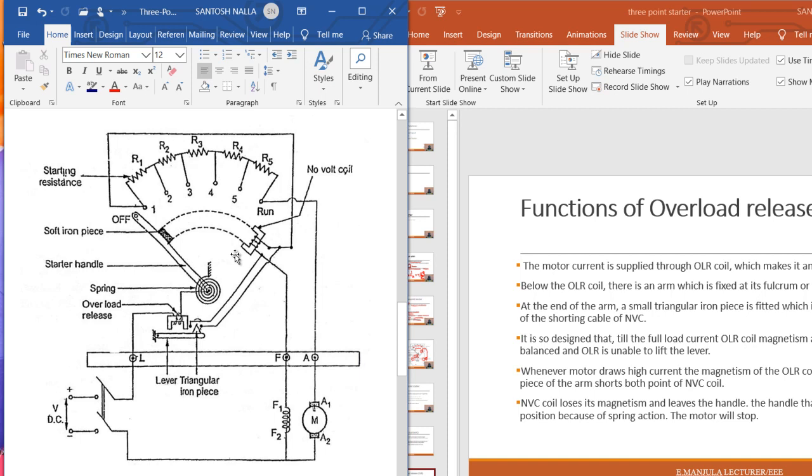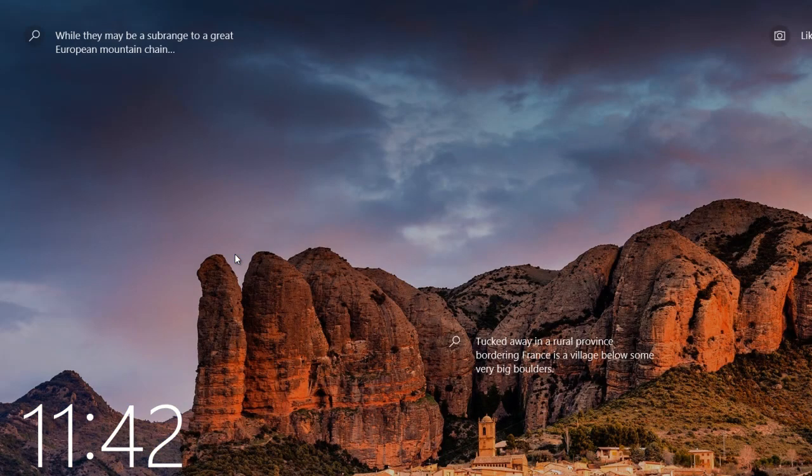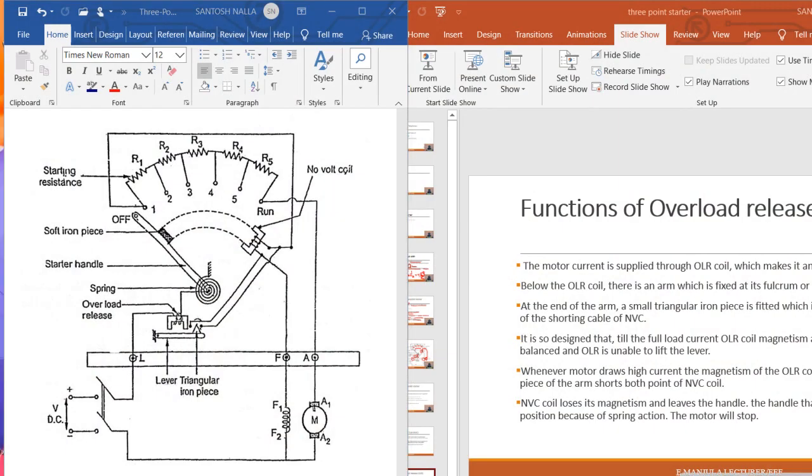Next, at overload time. See, in the overload time, what happens? The current will flow like this from the line to the OLR, and if it is at the run position, it will go through the handle and like this it will go. The OLR is designed in such a way that it will act as a magnet only when the current is very high, that is after the rated current, and it will pull this lever up. Once this lever is pulled up, the triangular piece will short this.